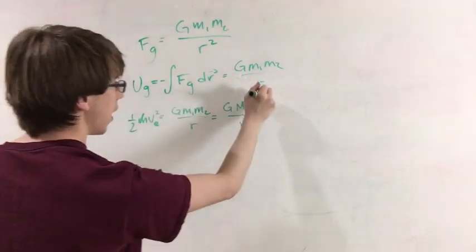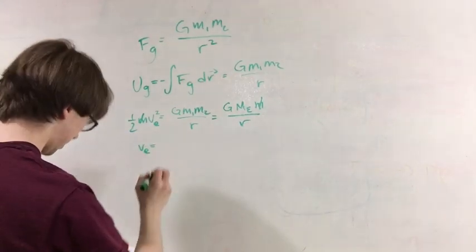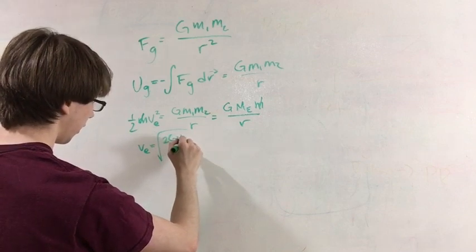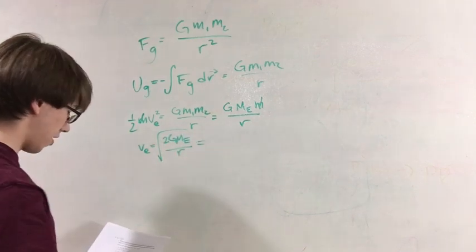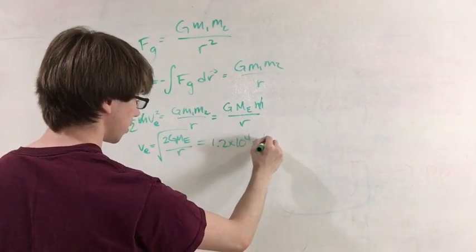First thing we know is we know m can cancel. Now we just solve for v sub e. That's relatively simple. It's just the square root of 2g m_e over r. Plug in your values and you get 1.2 times 10 to the 4th meters per second.